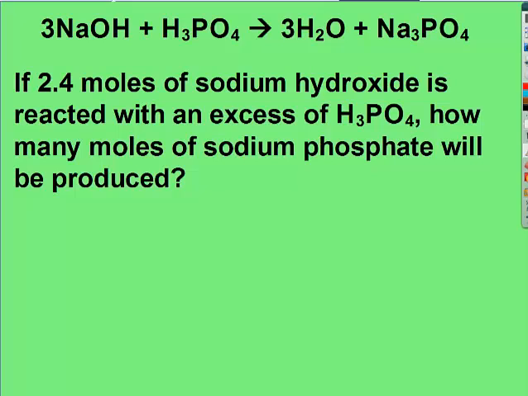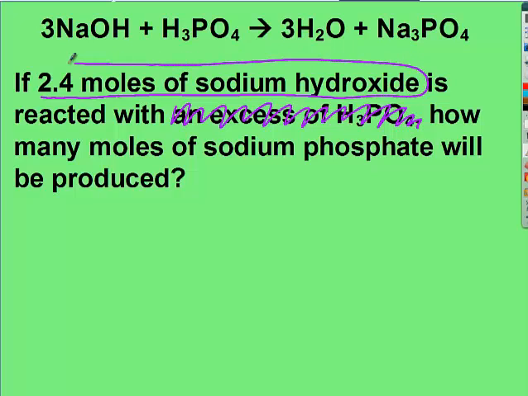Okay. Start working this problem now. This one's a little bit longer, but it's fine. If 2.4 moles of sodium hydroxide is reacted with an excess of H3PO4, there goes our word again, an excess of H3PO4, I can ignore that. How many moles of sodium phosphate will be produced? So start from the very beginning. If 2.4 moles of sodium hydroxide, that's what I start with. 2.4 moles of sodium hydroxide.